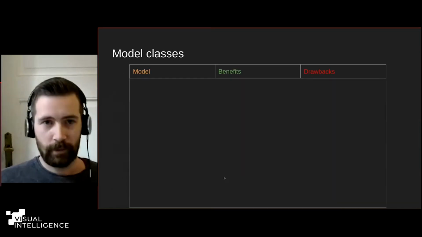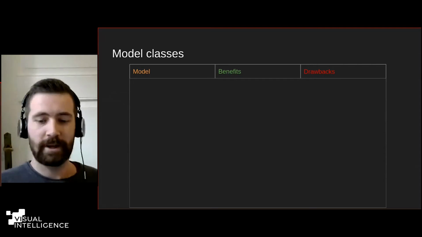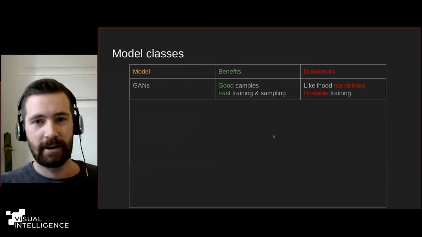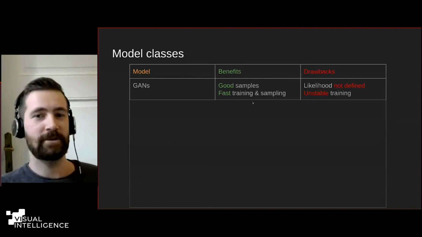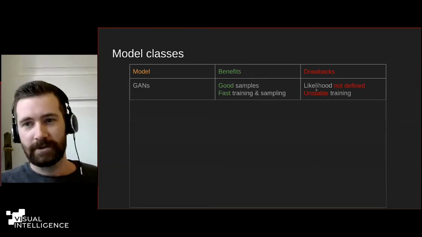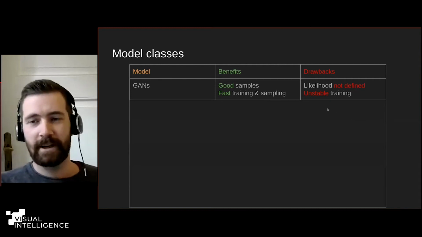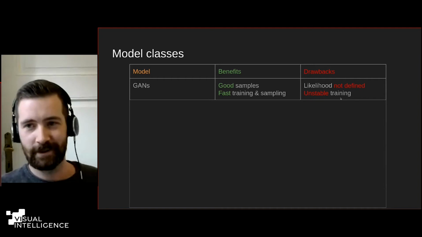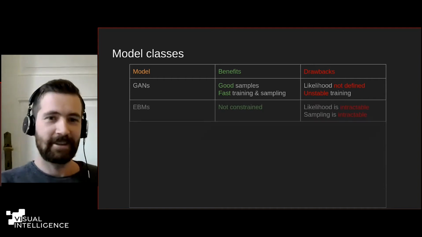There are a few different model classes with different benefits and drawbacks. The first one, GANs, are known for generating great samples. They're fast to train and sample from, but the likelihood is not defined. And possibly as a result of this, training can be quite unstable. They're kind of hard to work with.